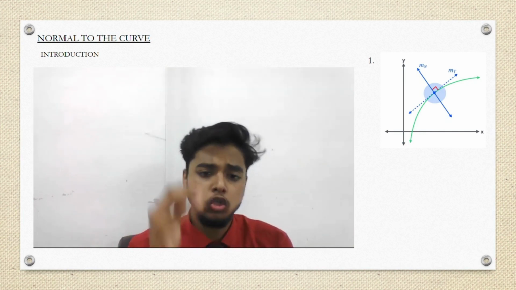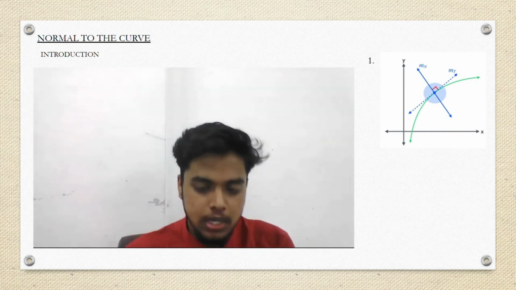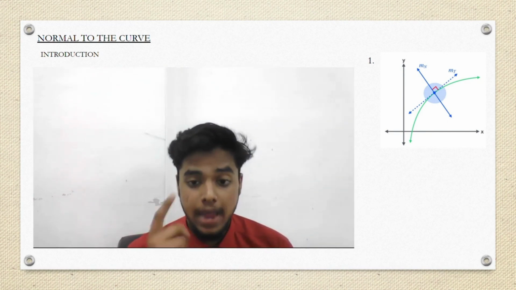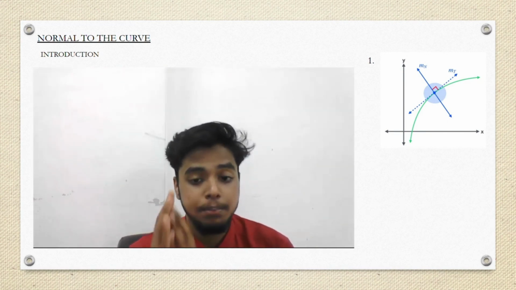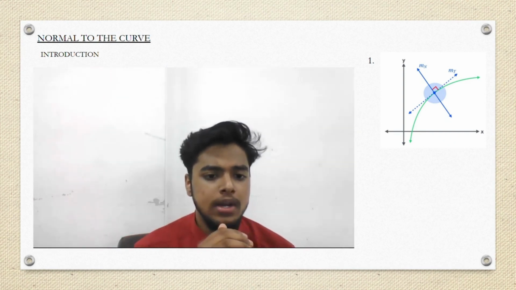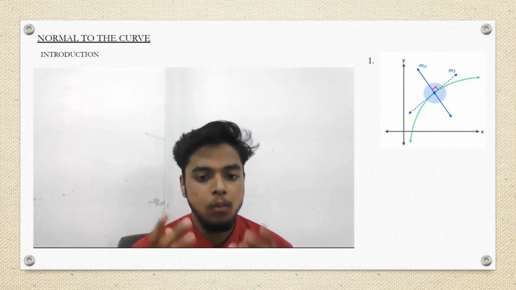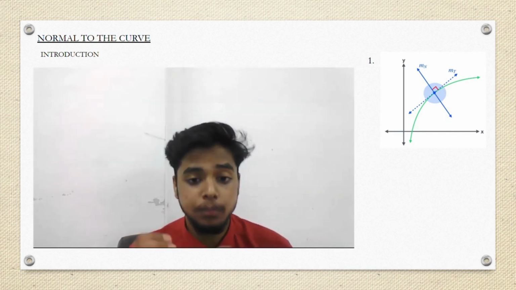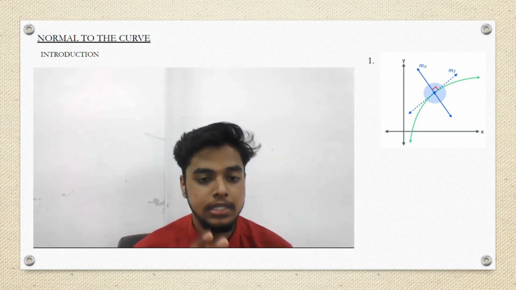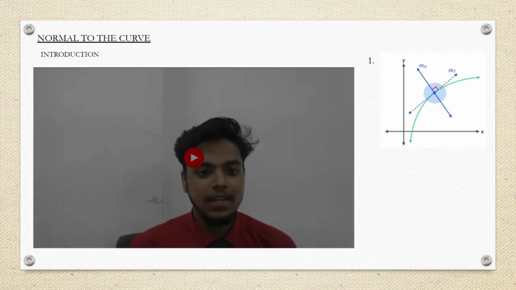For this, we need to use the perpendicular gradient formula. We have two gradients, mn and mt, representing the normal and the tangent respectively. Then mn and mt are perpendicular if mn times mt equals minus 1. And that's all from me. The rest will be explained by Soman.